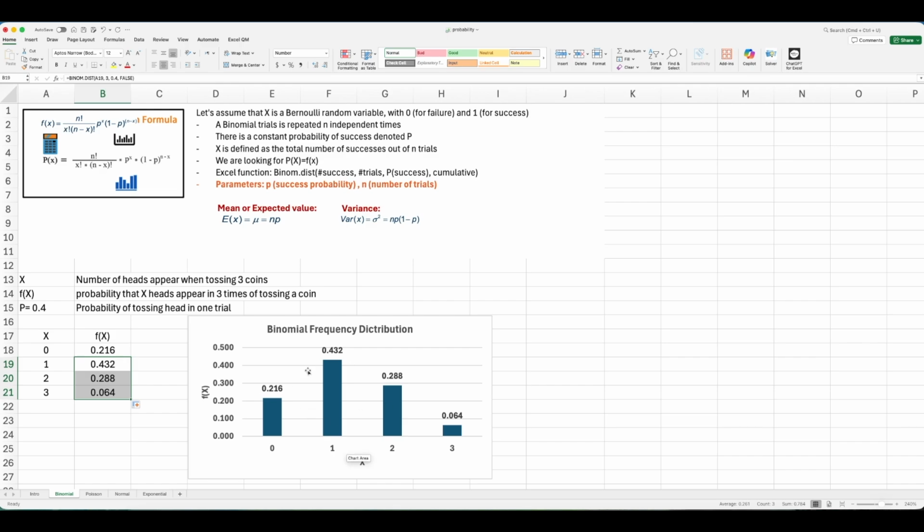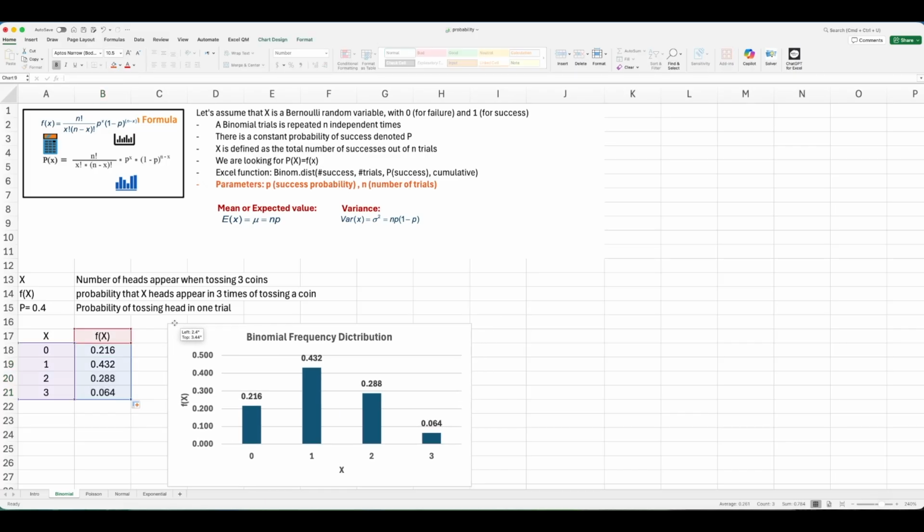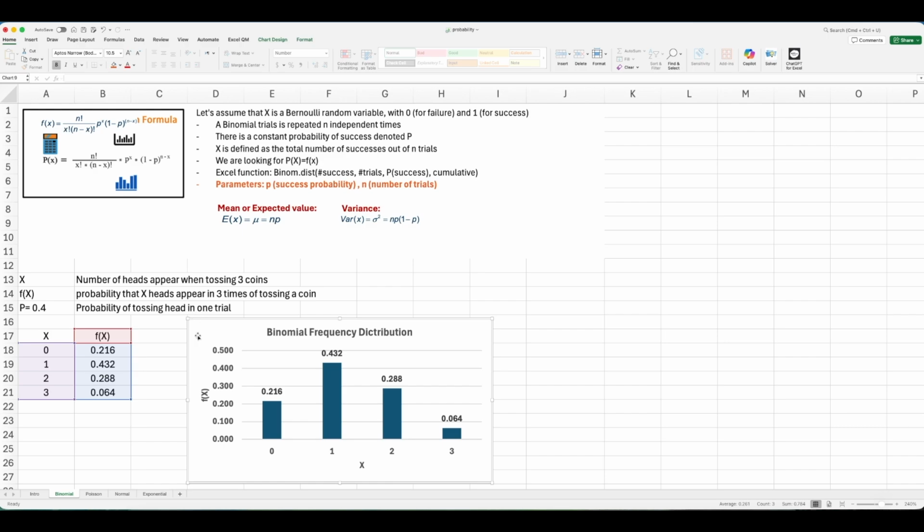So now look at this binomial frequency distribution. There is a 21.6% chance we get 0 heads, 43% chance we get 1 head, 29% chance we get 2 heads, and a very small chance we get 3 heads. And that's because the coin is not fair, it's a loaded coin, and the probability of getting head is lower than the probability of getting tail. That's how you address probability questions in the binomial distribution.